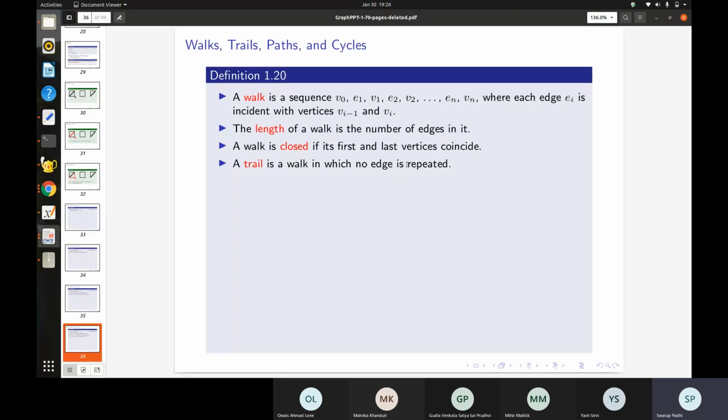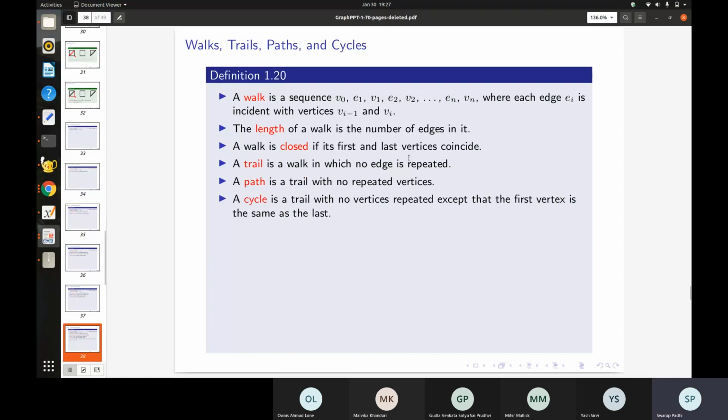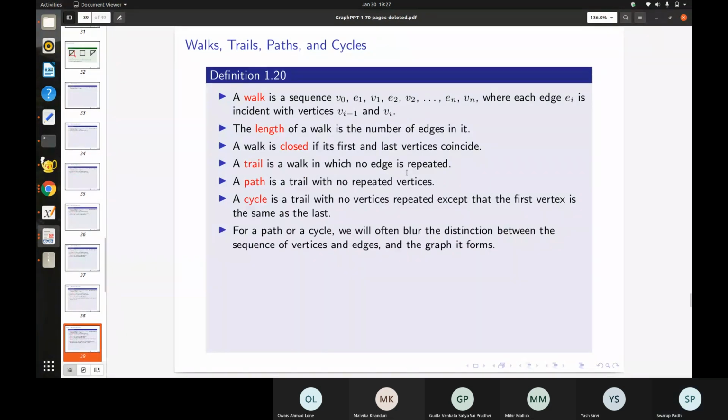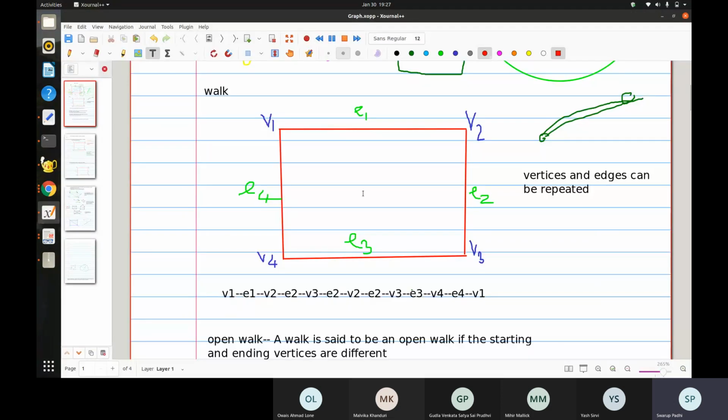Let me go through the next three definitions, then I will show you the pictorial diagrams. A path is a trail with no repeated vertices, and a cycle is a trail with no vertices repeated, except the first vertex is the same as the last. Let's see that.